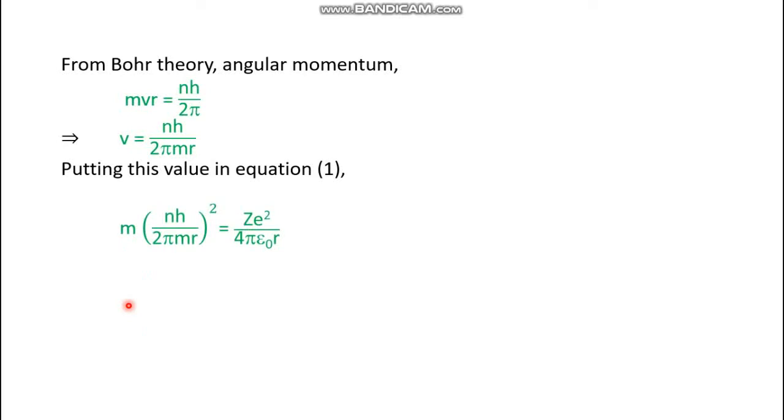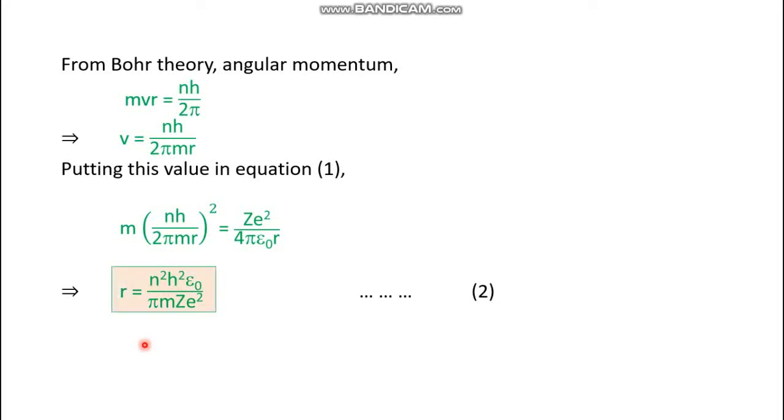In equation number 1, in place of v square, we are putting nh by twice pi mr whole square. The right hand side is the same, Ze square by 4 pi epsilon 0 r. After rearranging, we get the expression of r. This is the relationship between the principal quantum number and the radius of the orbit. So r equals n square h square epsilon 0 divided by pi m Z e square. This is equation number 2, and let's block this.